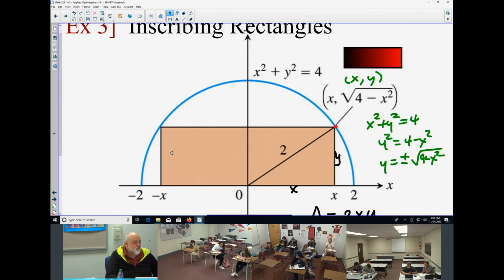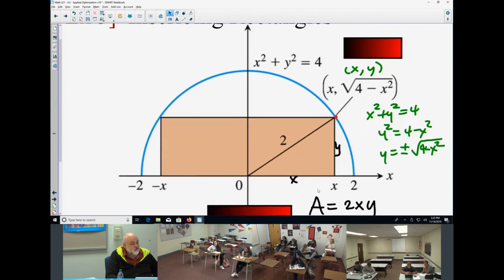Okay, so now we have the area of this rectangle is length times width. So this length is x. This length here, if we go x in this direction, its length is still x. So the area of this rectangle is 2x times y. But now in place of y, I'm going to substitute radical 4 minus x squared, because I know that that's the relationship that x and y have because they lie on this circle.